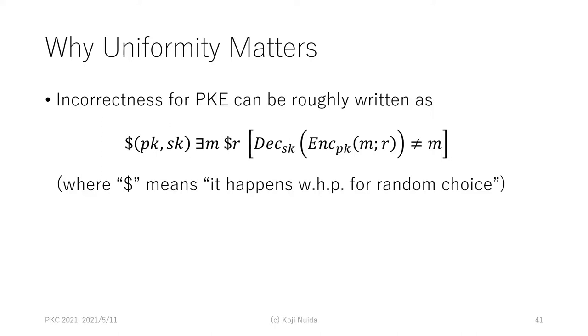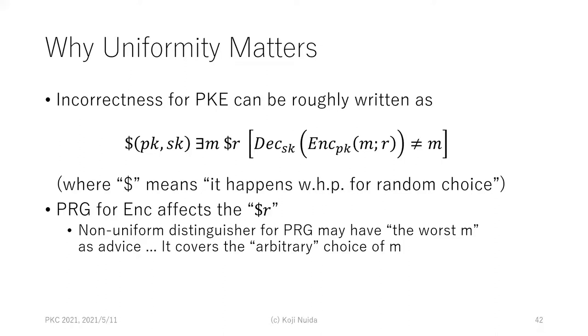I show something like a logical formula expressing the case that a PKE scheme is not correct. Here, the dollar mark means that the following condition is satisfied with high probability when the current object is randomly chosen. When a PRG is applied to encryption, this affects a part of the logical formula inside the choice of plaintext. In this case, we may focus on only a single plaintext appearing in the formula, and a non-uniform algorithm can have the unique target plaintext as advice.